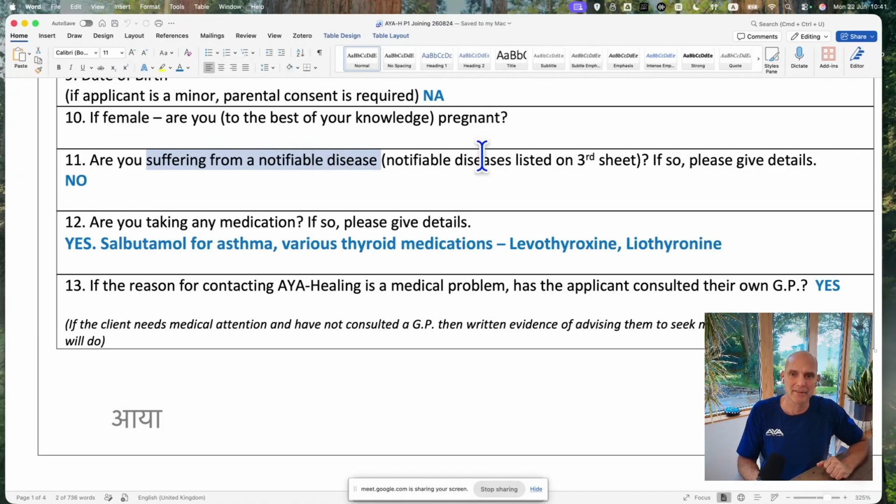And the list of notifiable diseases is at the end of this form. A notifiable disease is a list of diseases from the government that if you find somebody that is suffering from a disease on this list, you have to notify the authorities immediately. Anyway, the answer is no, of course, here.